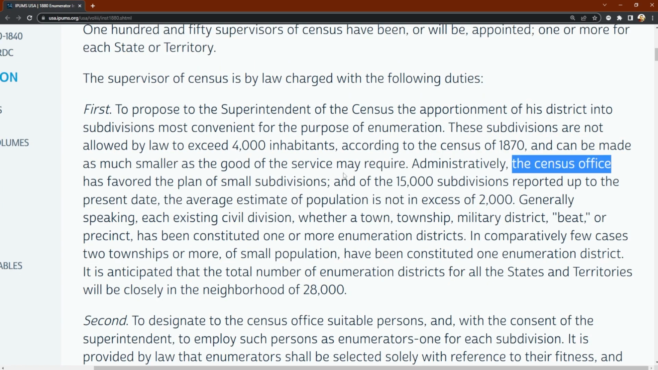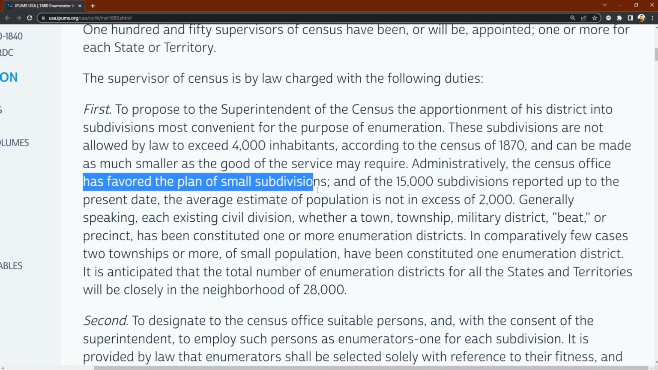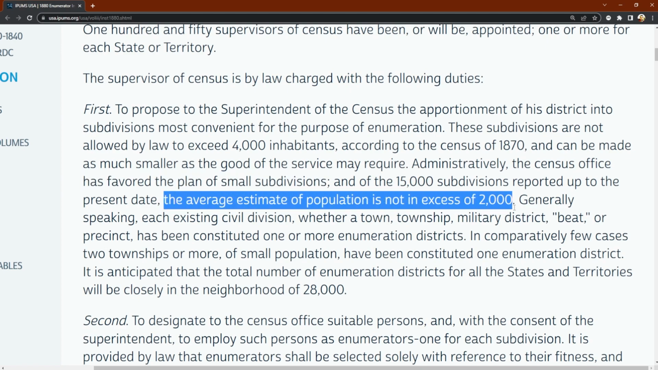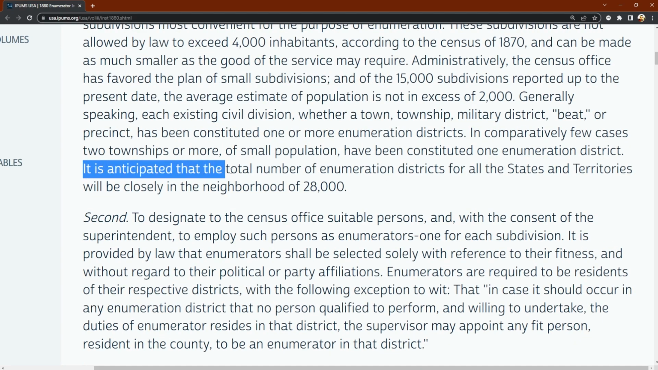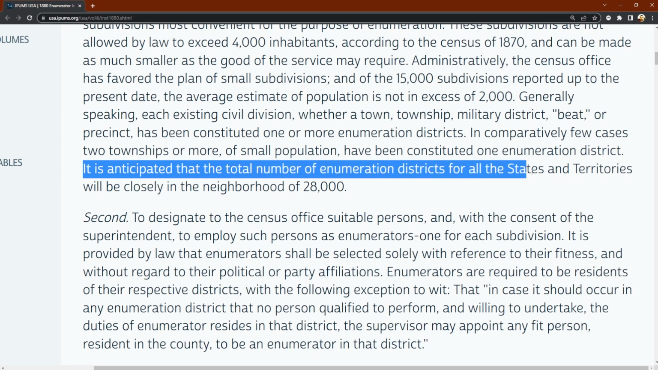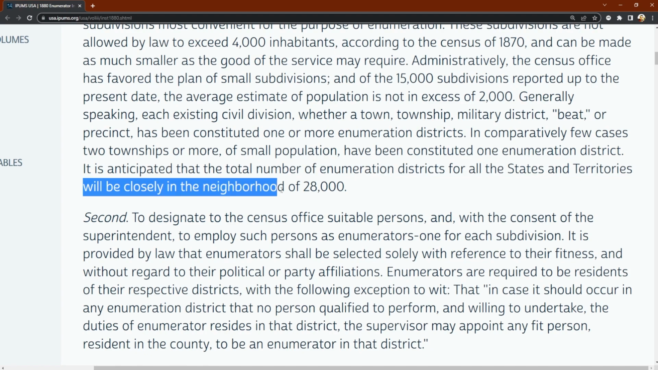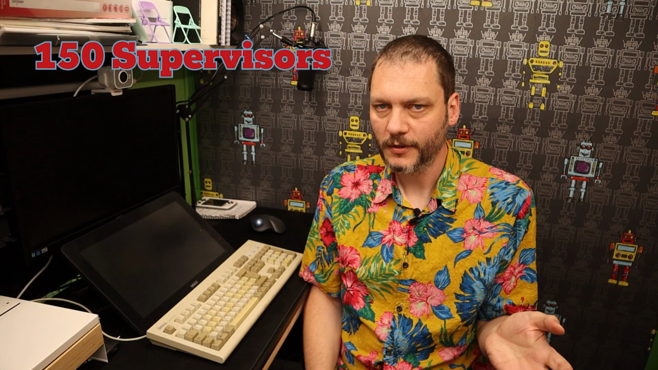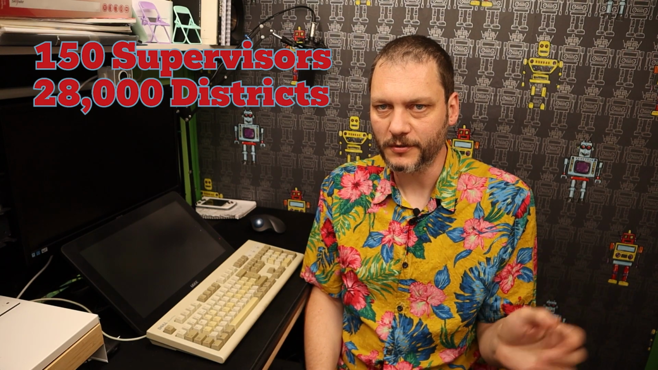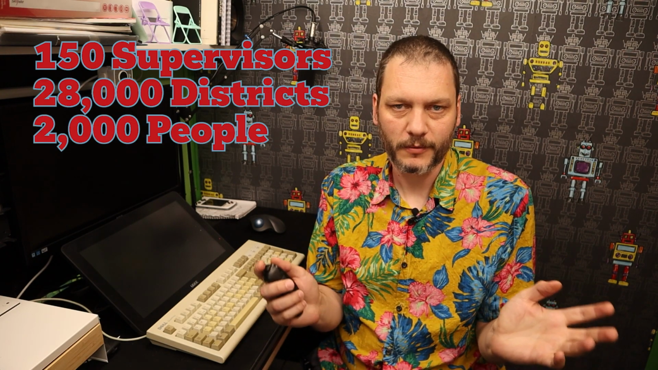The Census Office has favoured the plan of small subdivisions. The average estimate of population is not in excess of 2,000. It is anticipated that the total number of enumeration districts for all the states and territories will be closely in the neighbourhood of 28,000. So, there's 150 supervisors in charge of around about 28,000 districts, each one with around 2,000 people in it.